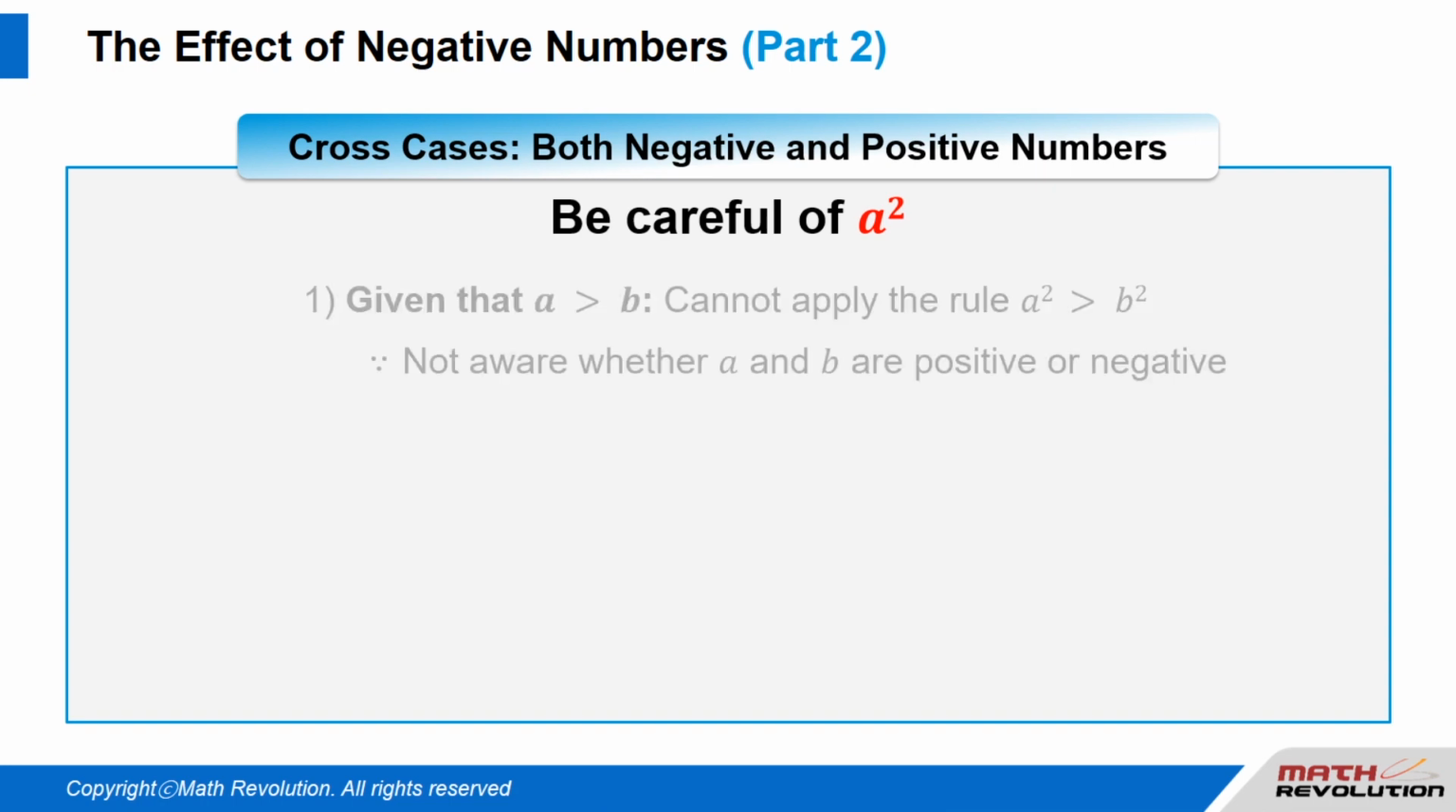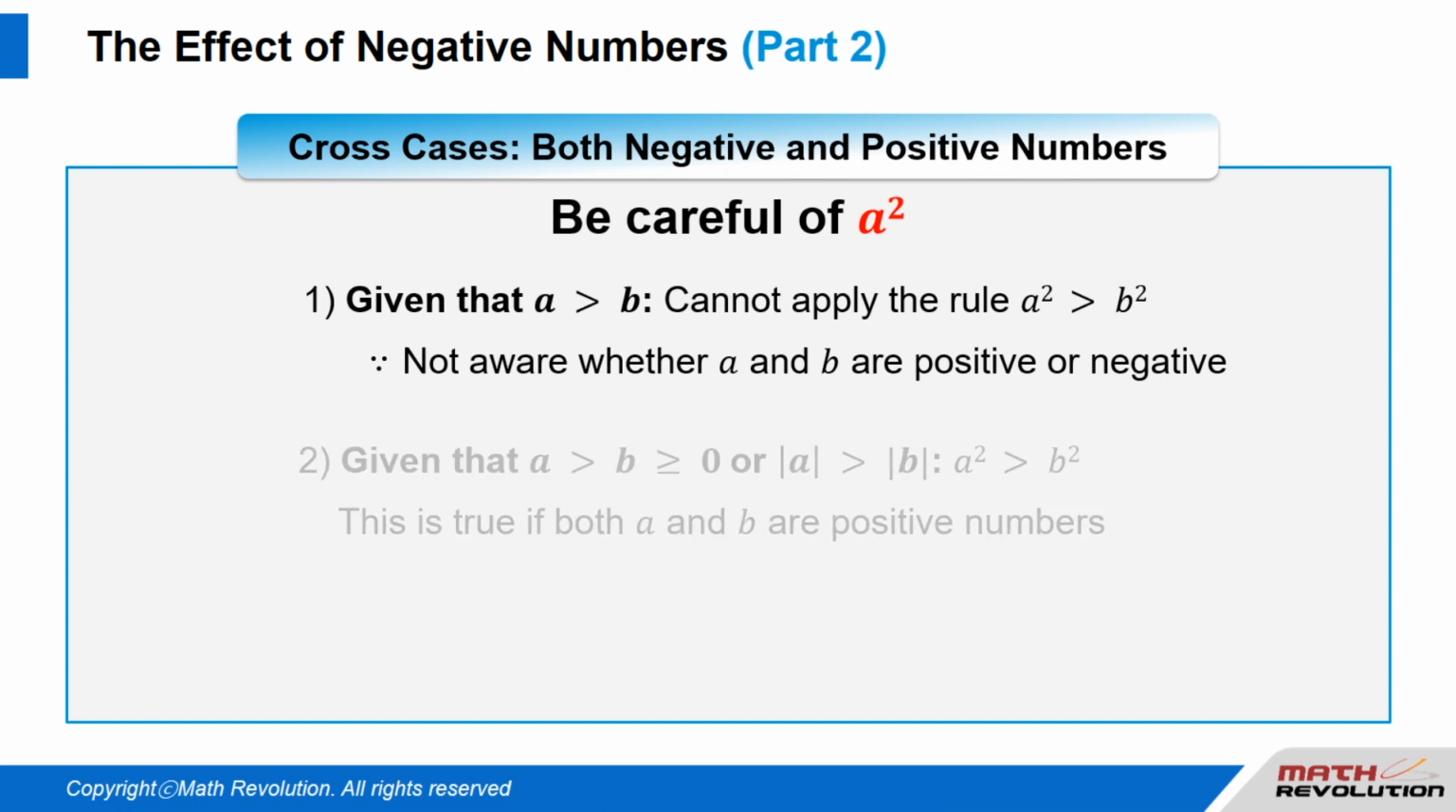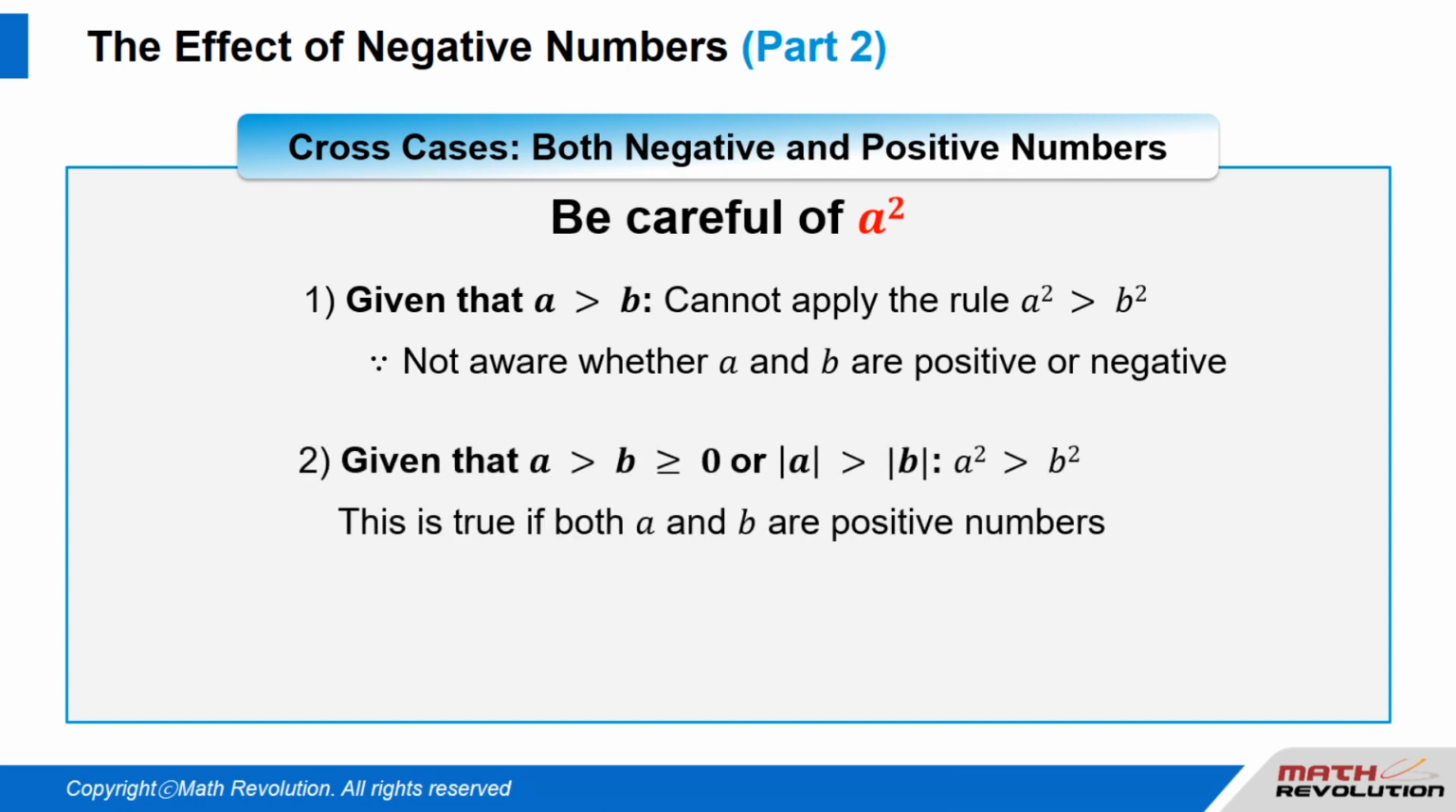and negative numbers. If we are given that a is greater than b, we cannot apply the rule a squared is greater than b squared, as we are not aware whether a and b are positive or negative. If we are given that a is greater than b, which is greater or equal to 0, or absolute value of a is greater than absolute value of b, then a squared is greater than b squared.